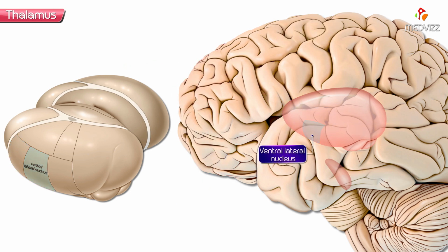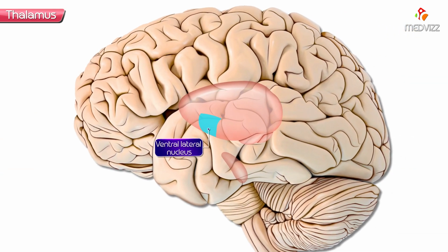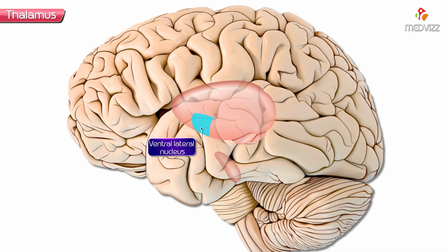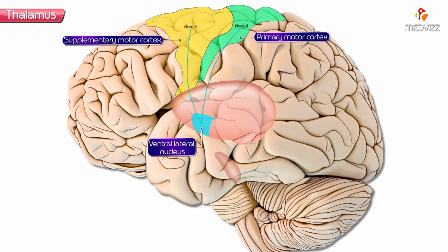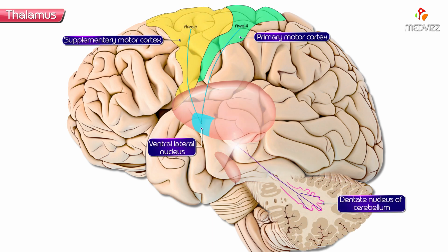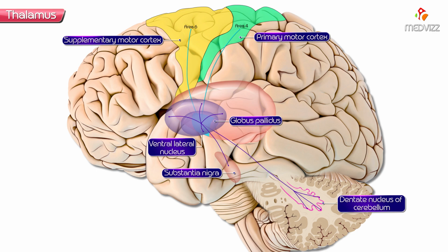And next one is the ventral lateral nucleus. This ventral lateral nucleus relays information between the primary cortex and the supplementary motor cortex, and also the dentate nucleus of the cerebellum. These are the three important structures. Along with this, the globus pallidus and substantia nigra inputs are also received by this. It projects to the motor cortex, that is Brodmann area 4, and the supplementary motor cortex, which is Brodmann area 6. These are the efferents.